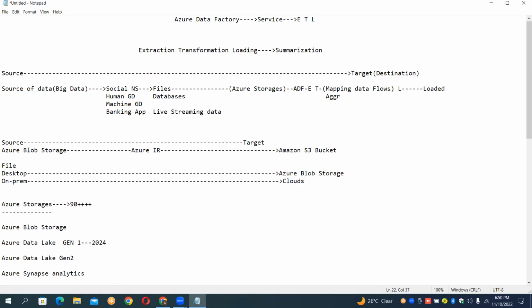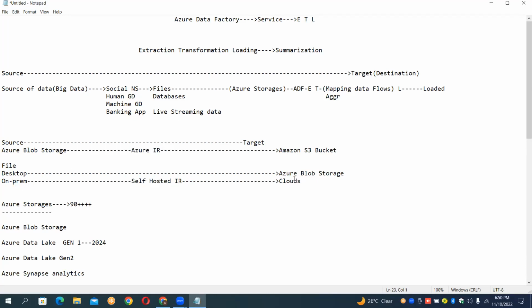We require an IR called self-hosted IR, that is, the self-hosted integration runtime. We have to create it separately, but the Azure IR is auto-created. You need not create the Azure IR. It is auto-created, but this one you have to register. You have to register it. That is called self-hosted IR.